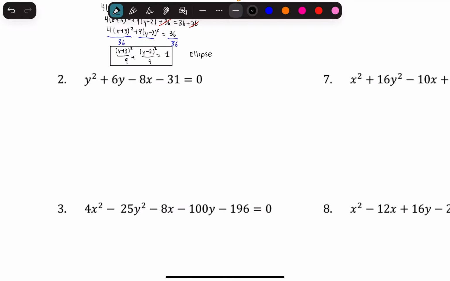In this video, we're going to be completing the square. So for this example, we can group the y terms. Then we complete the square. Now we have y squared. Now you can write this as a square by factoring. But this is going to be a parabola.